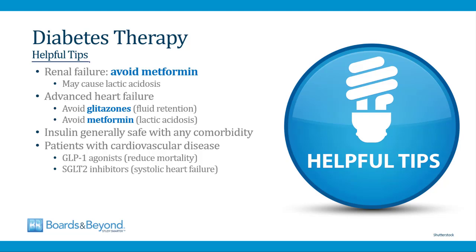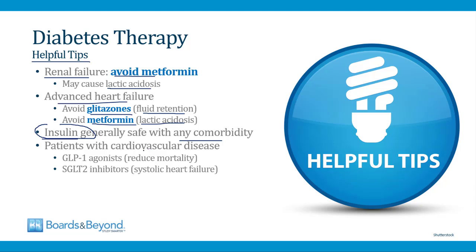Okay, so now that we've gone through all the drugs, let me leave you with some helpful tips on when to use or not use certain types of diabetes therapy. So in patients with renal failure, remember that you want to avoid metformin, and that's because in this situation there's an increased risk of lactic acidosis. In patients with advanced heart failure, you want to avoid the glitazones because they cause fluid retention, and you also want to avoid metformin in this group because they also may develop lactic acidosis. You should know that insulin is generally safe with any comorbidity, so among complex patients who have advanced kidney disease and advanced heart disease, insulin is generally always a safe option to go to.